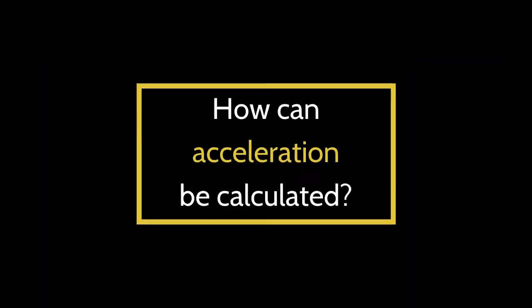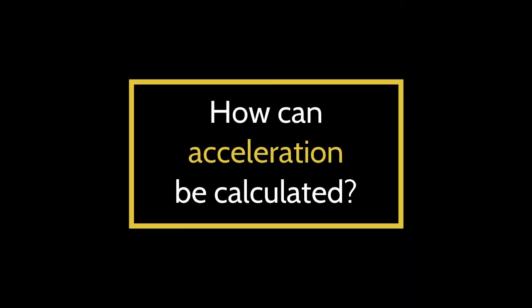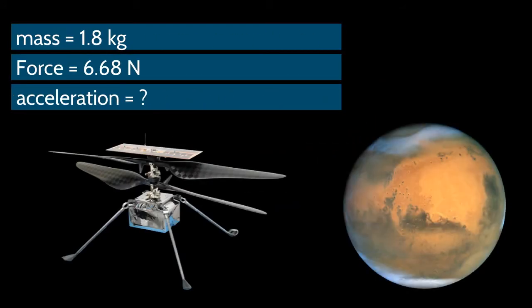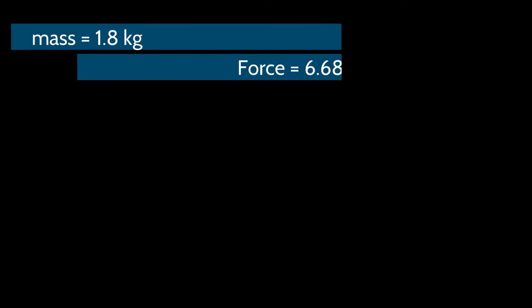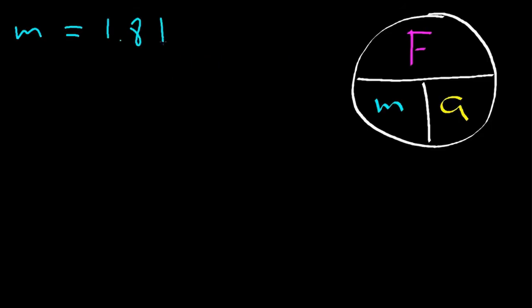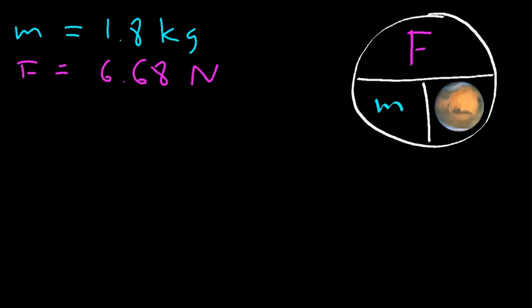Our second problem will involve calculating the acceleration of gravity on Mars. So let's start by identifying the variables. The mass of Ingenuity is 1.8 kilograms, and the gravitational force Mars will exert on the helicopter is 6.68 newtons. We want to calculate the acceleration. Covering the A in the problem-solving circle allows us to determine that acceleration equals force divided by mass.